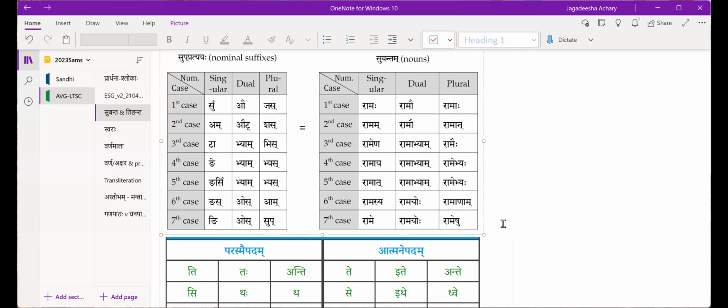Mahodaya, quick question, and you may discuss this later. I understand the table of 21 on the right-hand side, because that is there in the literature already. But the pratyayas themselves, I'm sure they're not there in the literature. Where did they come from?